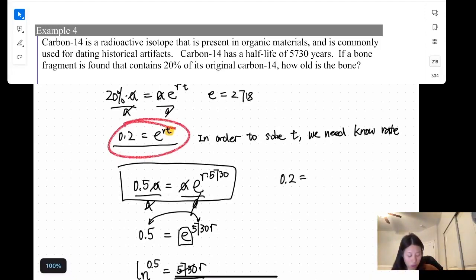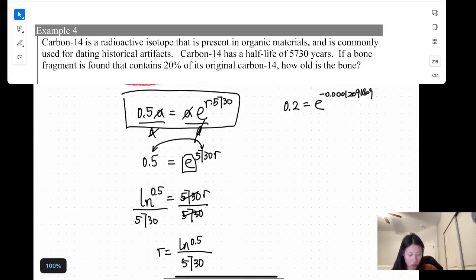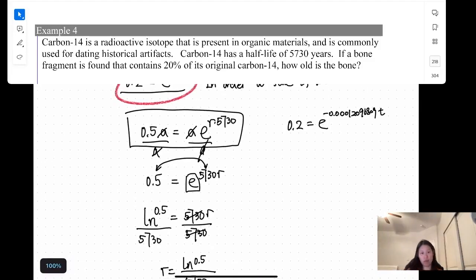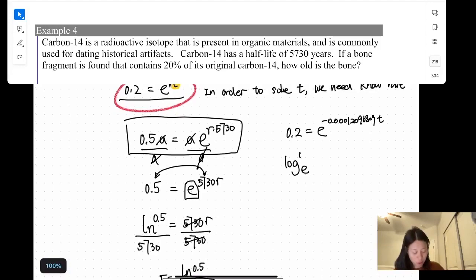We have 0.2 equals e to the r, which is negative 0.0001209689, to the t. Okay, so now we can solve t by what? Undo the exponent using the logarithm function. I have ln, because it's natural log. If you are still uncomfortable with natural log, you can still write it as log base e of 0.2 equals r times t. I'm going to keep it r because it's easier. And then I divide by r on both sides.